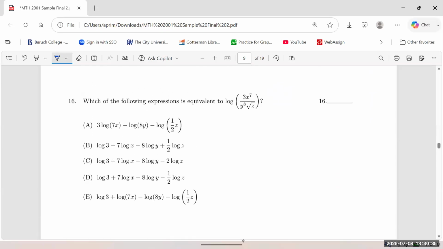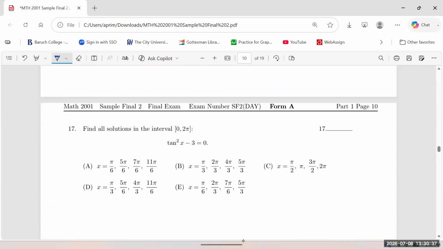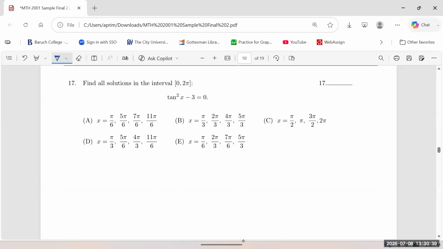Okay, expanding, you already know, we did that. Solution: tangent square x minus 3. That means tangent square x is 3. Tangent x is plus minus square root of 3. Right? Did I make a mistake? No. Plus minus square root of 3, which is root 3 over 1. Tangent is what over what?